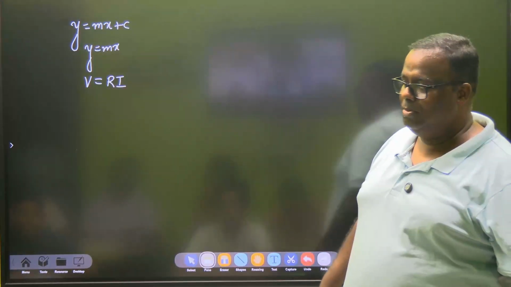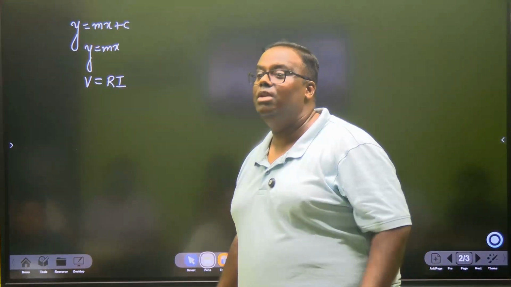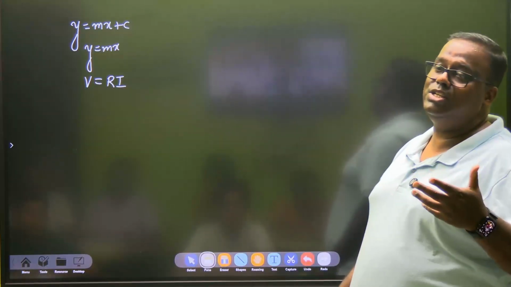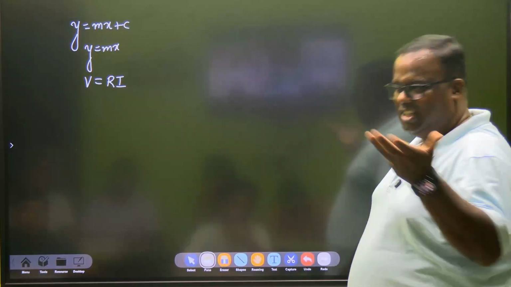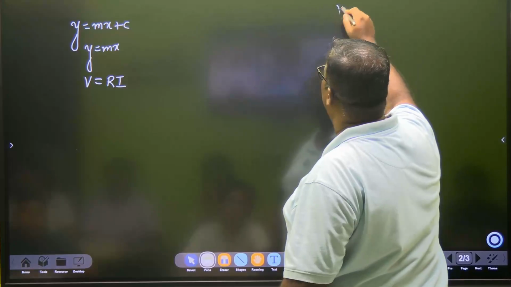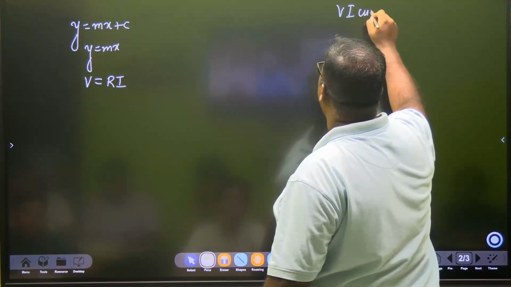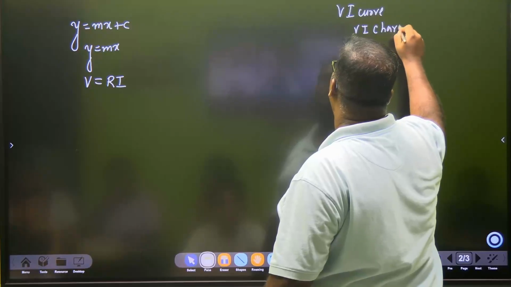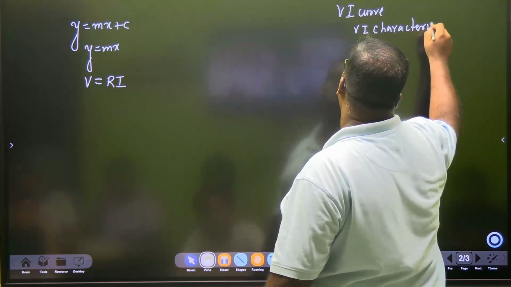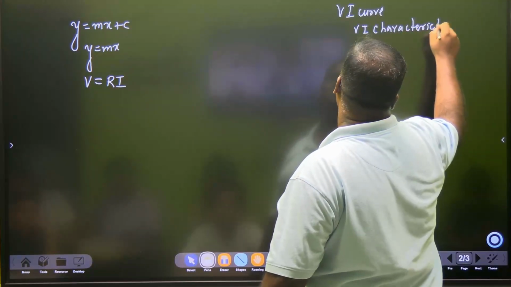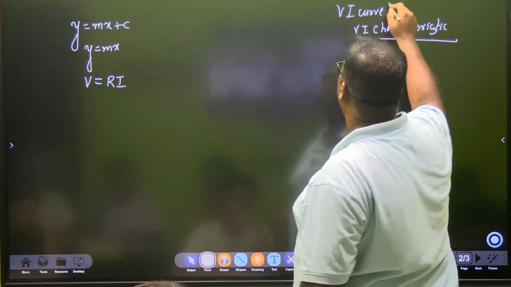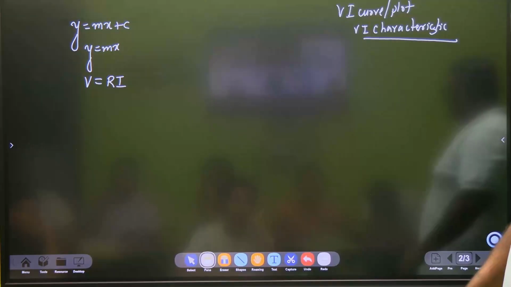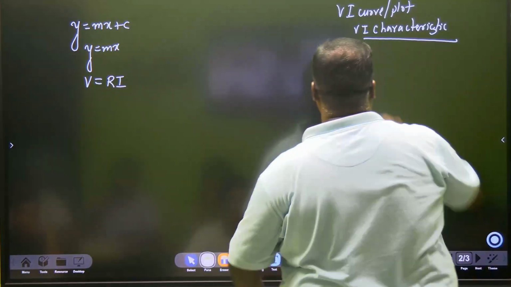Is it y equals mx? What is m? Slope. What is R? Graphically, resistance is the slope of a VI curve. Learn science with advanced words. In physics, we call it VI characteristics. VI characteristic means a VI curve or a VI plot. Have you agreed? Have you understood? So let's make a VI plot.